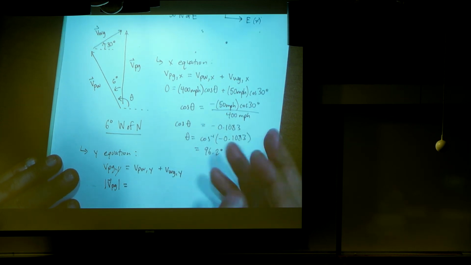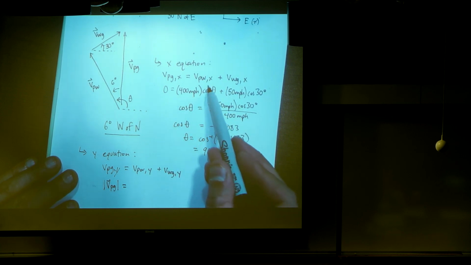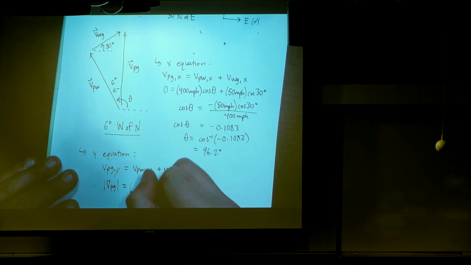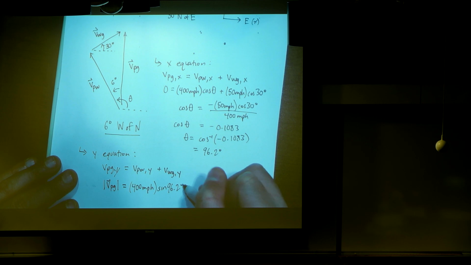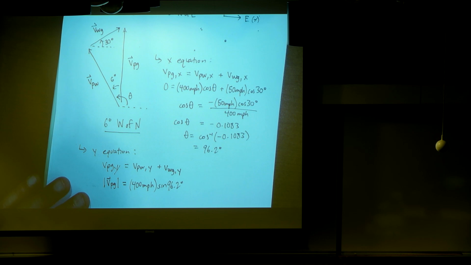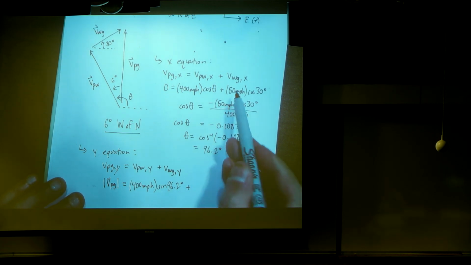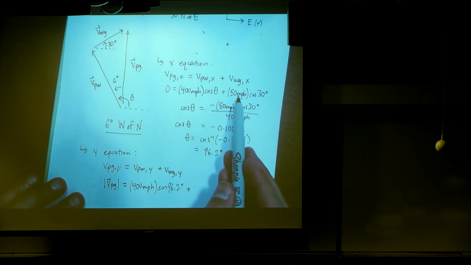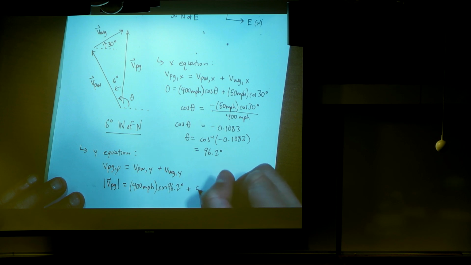All right, now we have this, v_PWy. Well, if I want the y component, over here we said what the x component was, right? 400 times cosine of the angle. Here, we're going to say 400 miles per hour times sine of the angle, which we found over here. I'm going to write that as 96.2 degrees because we're going to take the angle off the x-axis. That's 96.2 degrees, okay? Then we have the y component of the wind velocity relative to the ground, so that's just going to be 50 times sine of 30. All right, so that's what we have.